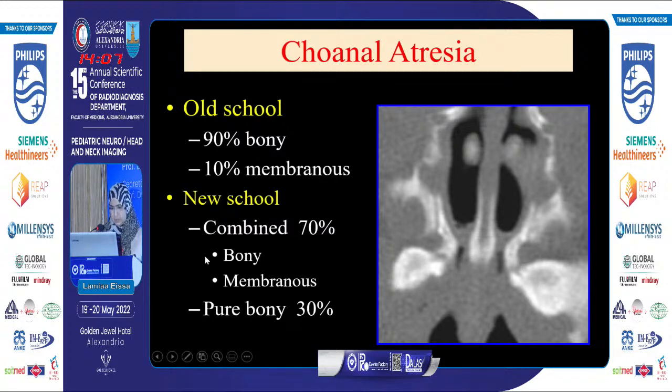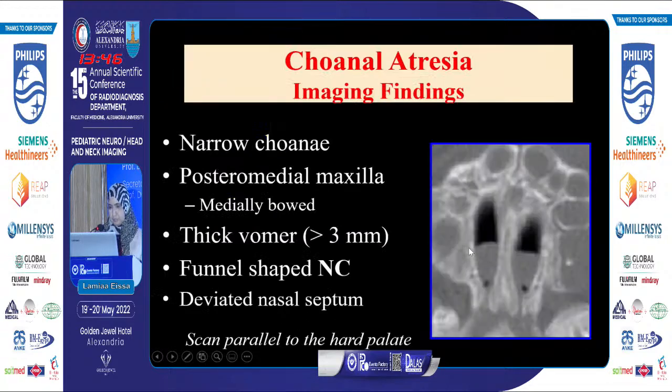The new school says that the combined type is 70%, because we consider that the bony type is caused by bony encroachment, and the membranous type is caused by a membrane obstructing the posterior nasal passage. It is pure bony in only 30% of the cases, when we find a bony plate obstructing the nasal passage. So the most salient imaging finding is a narrow choana and a medially bowed posteromedial maxilla.